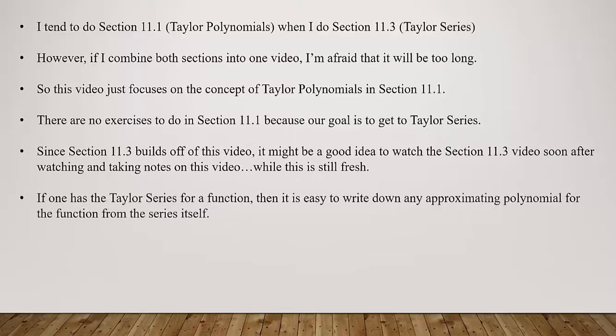I mean, in section 11.3, we're going to come up with a Taylor series for a function. And if we have the Taylor series, it's going to be easy to write down any approximating polynomial for the function from the Taylor series itself. But what we are going to do here is lay the groundwork for Taylor series, to see where this is coming from in section 11.3.